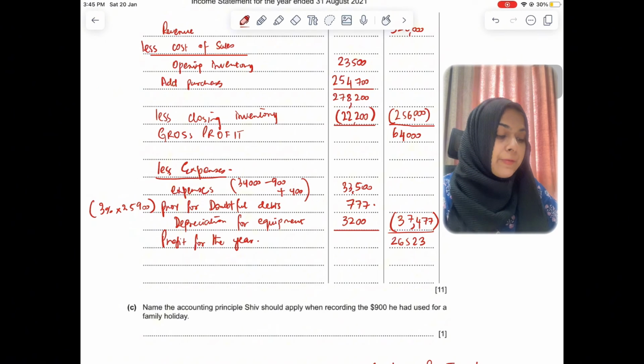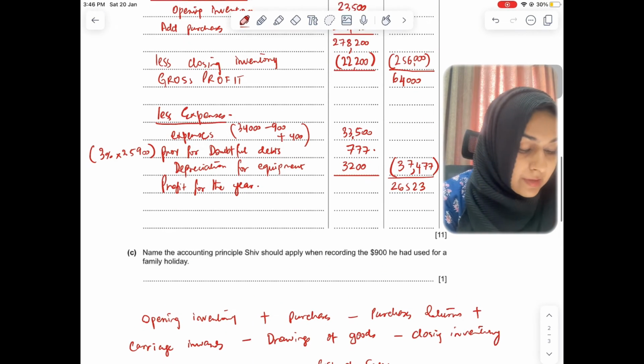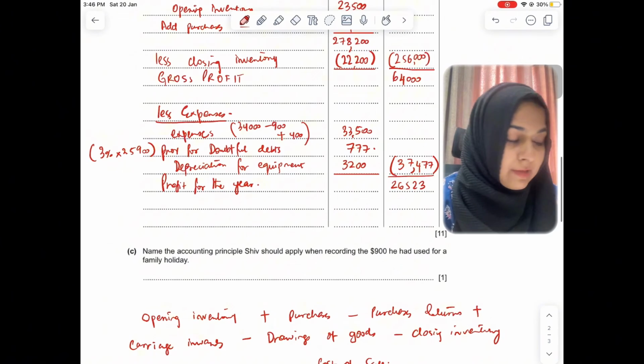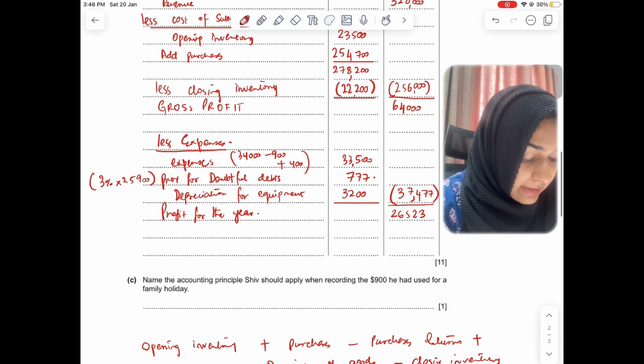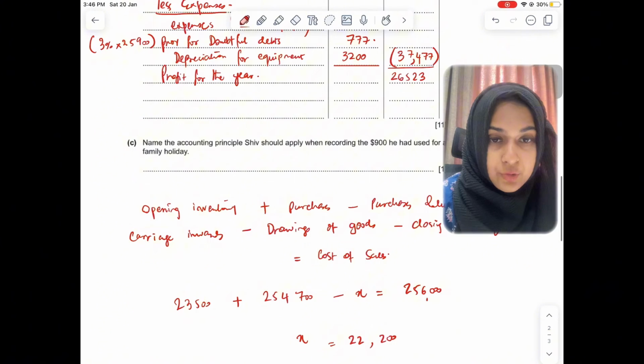Now, once the profit for the year is here, this was for 11 marks, and this is good 11 marks. I find it pretty easy if you follow the rules.